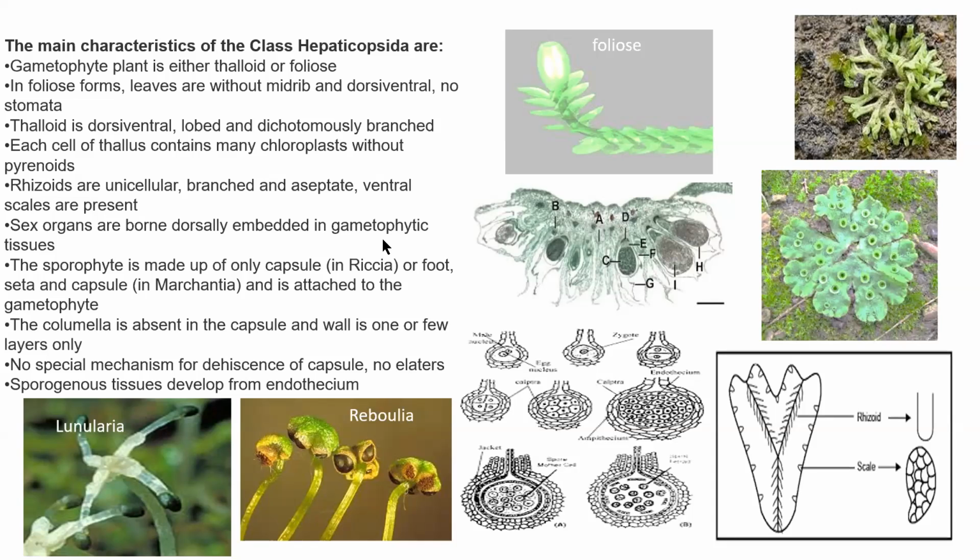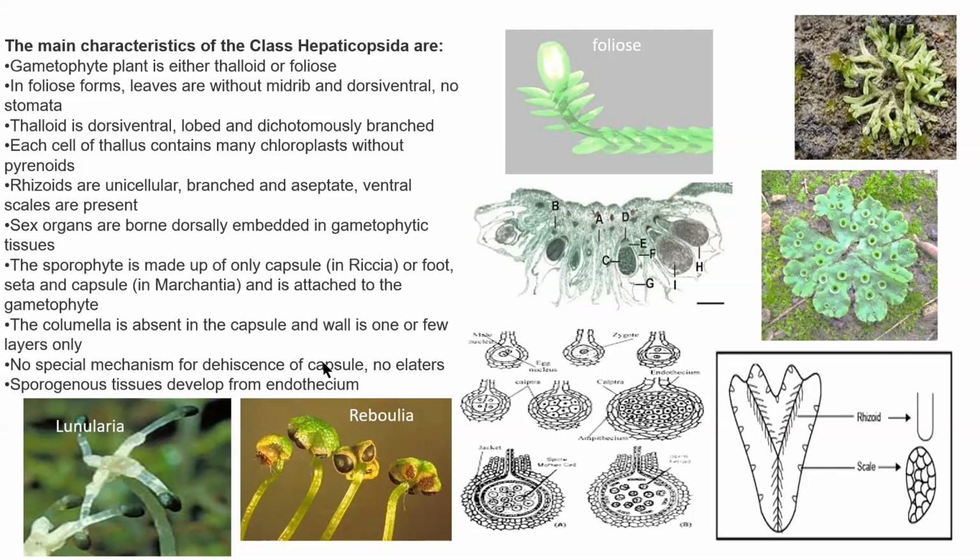When you talk about the root-like structures, the rhizoids, they are either unicellular or multicellular. They can be branched or unbranched, septate or aseptate. Chiefly in liverworts, you can see aseptate rhizoids, unbranched or branched, and scales are present on the ventral surface. On the lower surface of the thalloid body you can see scales, and the rhizoids all along the middle notch portion.